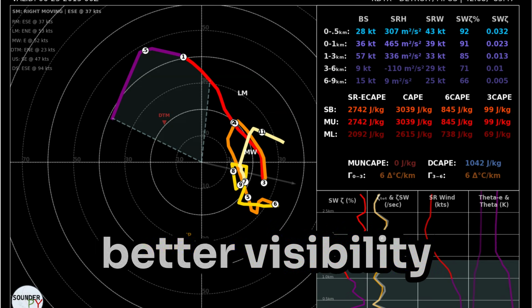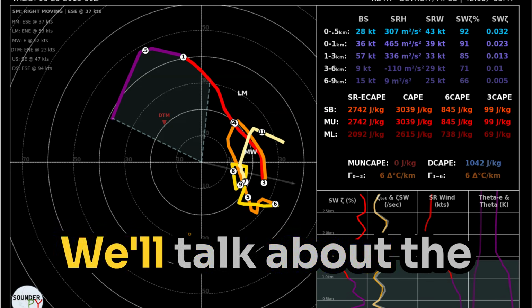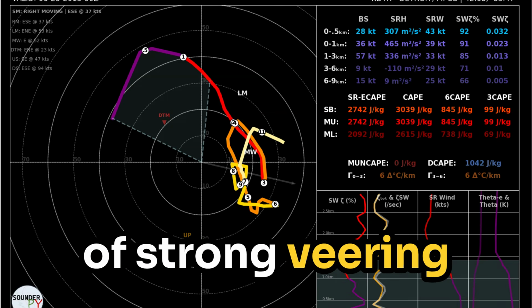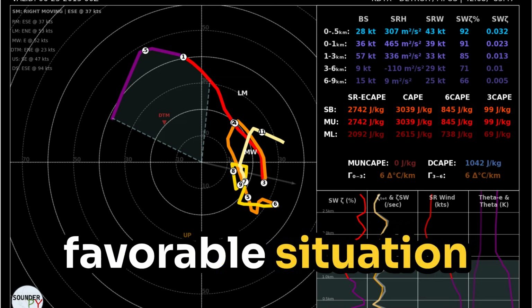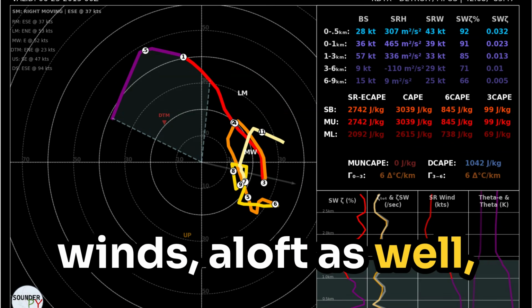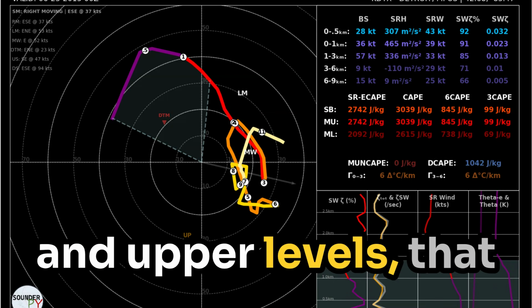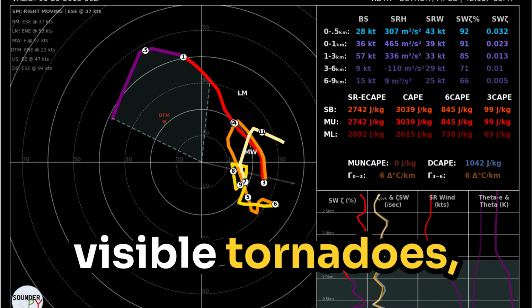And that can lead to much better visibility for any tornadoes or storm structure that you might have. We'll talk about the opposite here in just a second. But if you have a little bit of strong veering in the low levels, a little bit of backing in the mid levels, that can lead to a very favorable situation for storm chasing, very visible storms. If you have very strong winds aloft, a really long hodograph in the mid and upper levels, that can lead to also very strong precipitation venting for more visible tornadoes and storm structure.